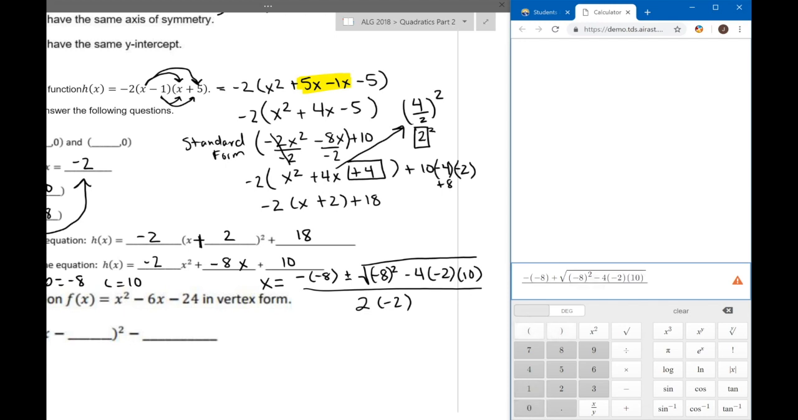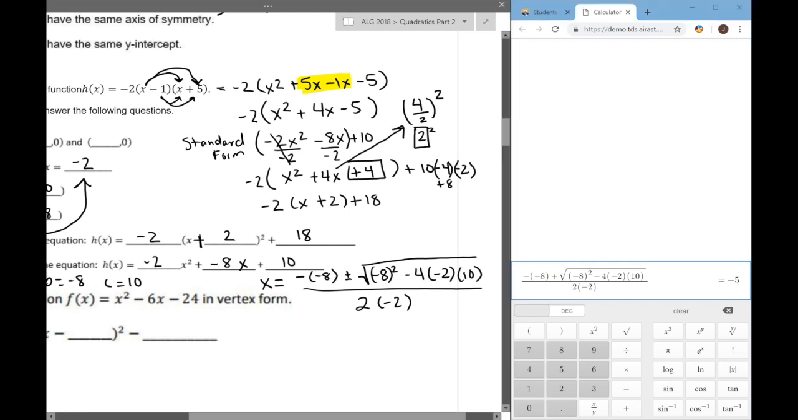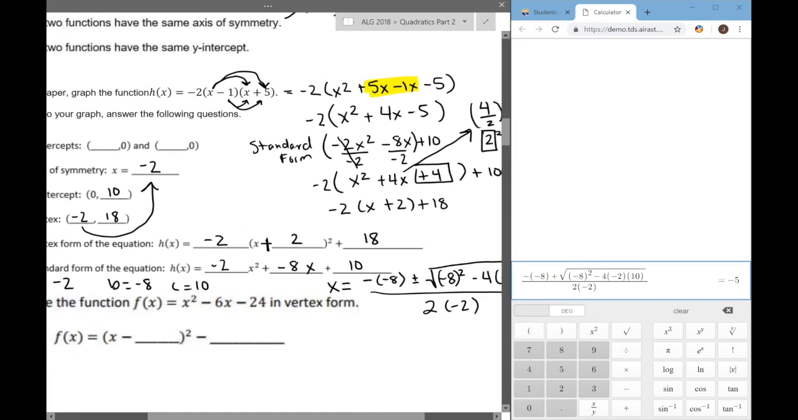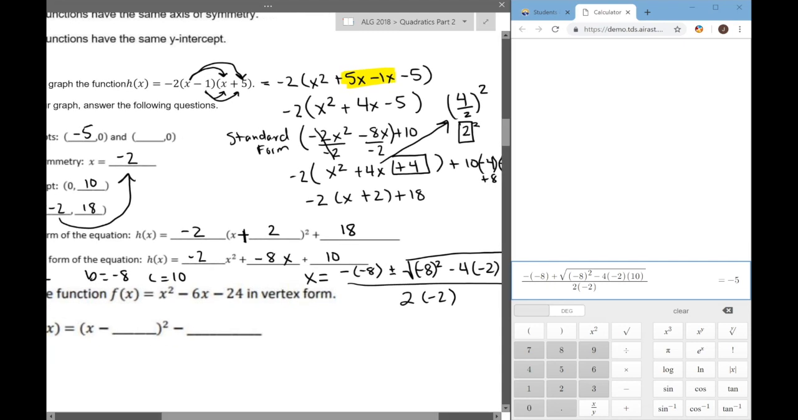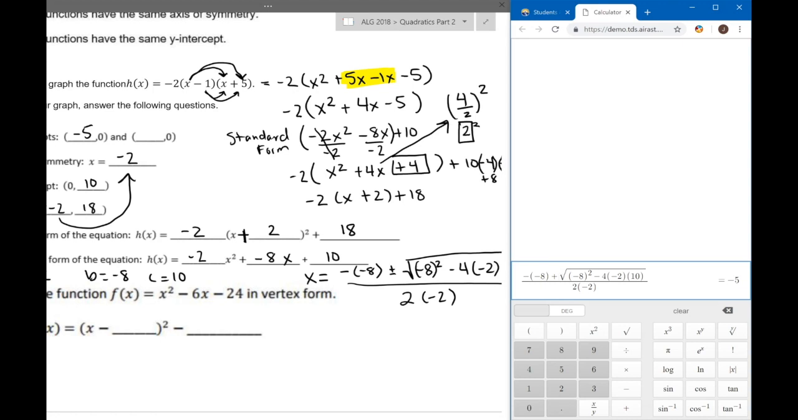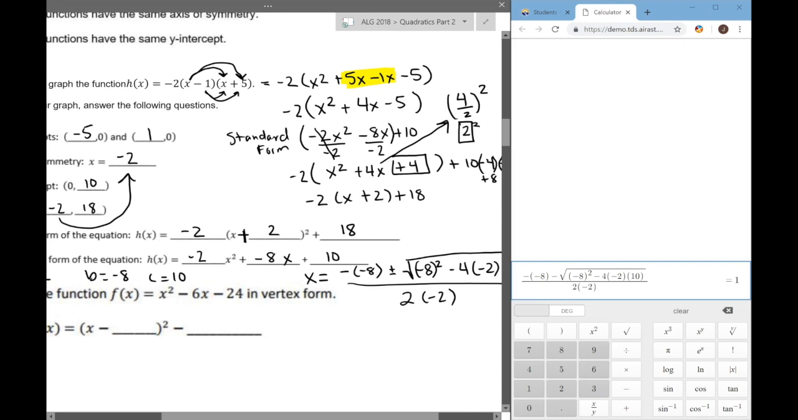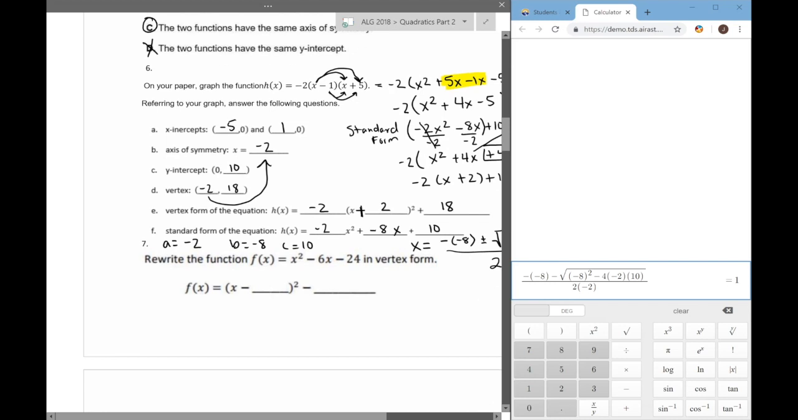I'm going to press the bottom to get me to the bottom of the fraction. 2 parentheses negative 2. Okay, so that answer gave me a negative 5. So one of my zeros is going to be negative 5. Now to find the other one, instead of the plus, all I'm going to do is erase the plus and put a minus. That answer was 1. And that's it. Okay, a long problem, but pretty easy to solve.